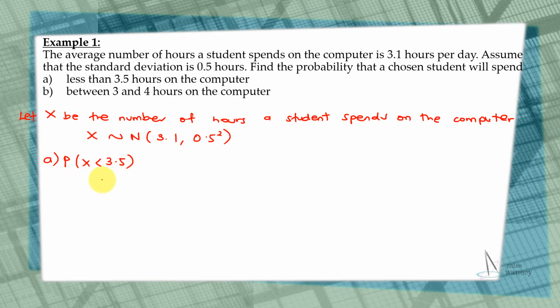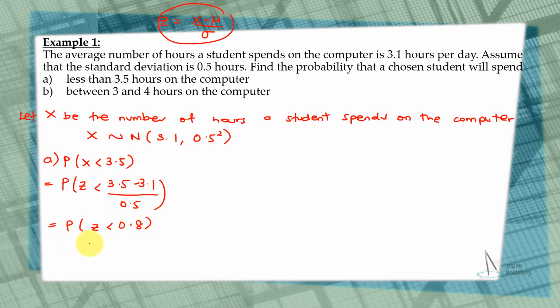Okay, so after this, we have to standardize them. So change it into Z. So this is probability of Z less than. So the formula is Z is equal to X minus mu over sigma. So we're going to use this formula. So 3.5 minus 3.1 over 0.5. So this is probability of Z less than 0.4 over 0.5, so this is 0.8. So we are looking at probability of Z less than 0.8.